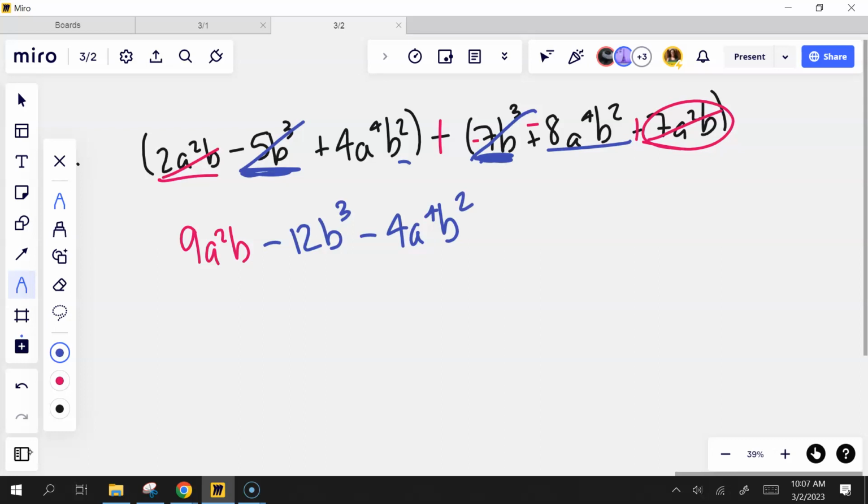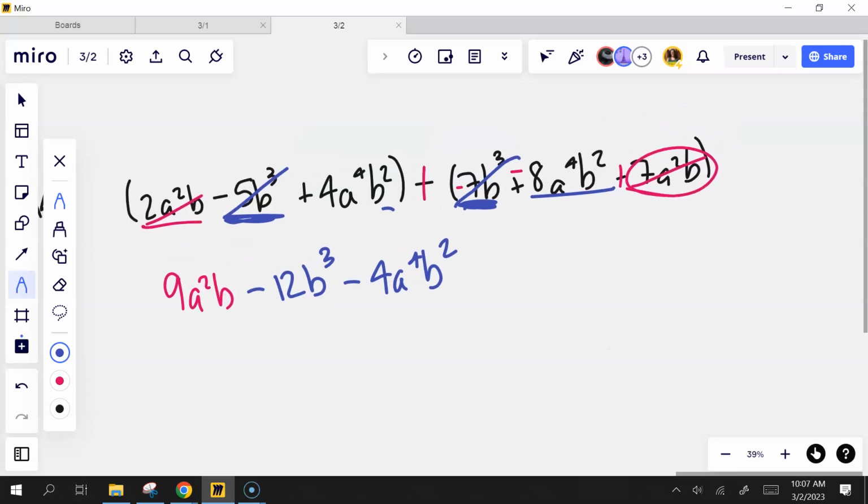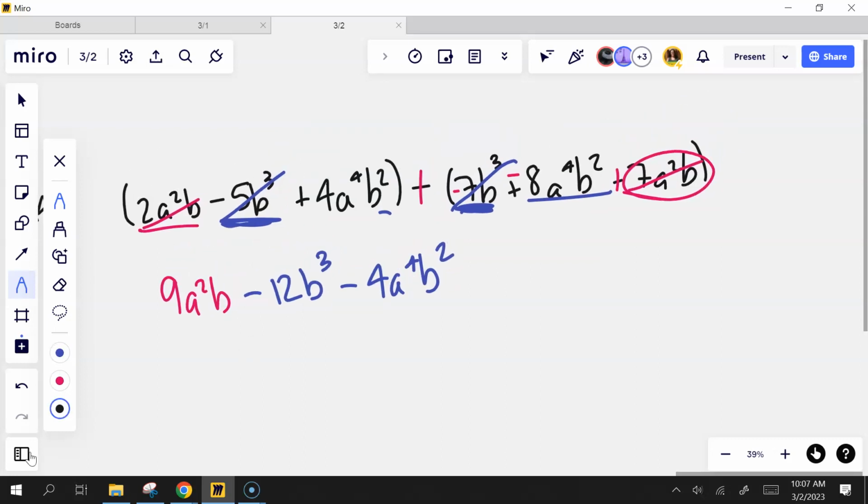It was a subtraction, so I changed everything. You don't have to. If you don't, just be very careful and be able to go, okay, what is 2a squared b minus negative 7a squared b? Oh, so you don't have to change everything. If you still got the answer right without changing it, that's perfectly fine.